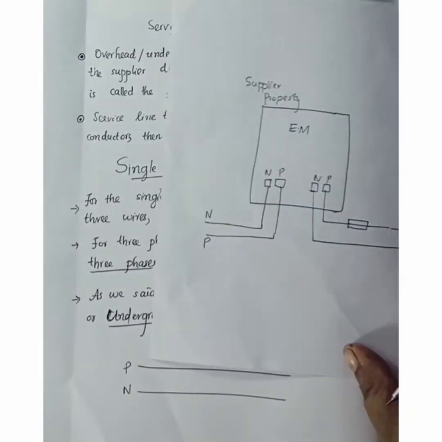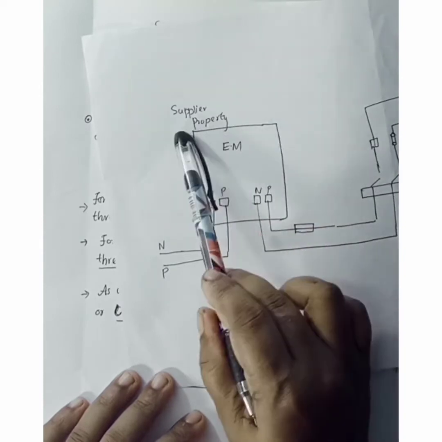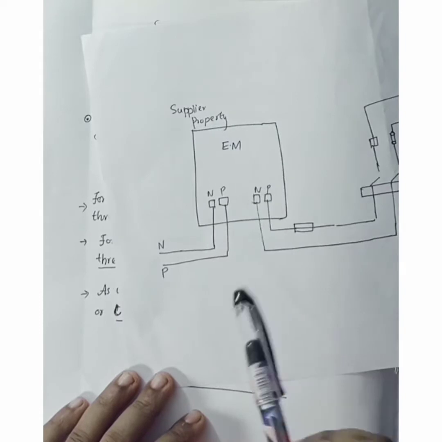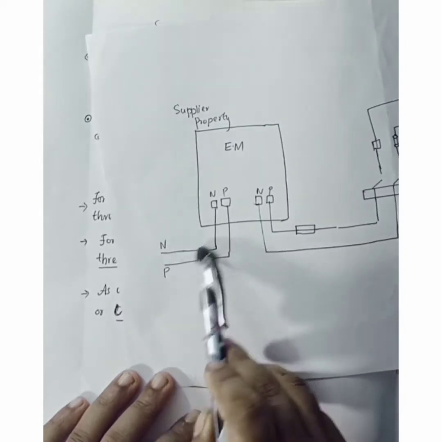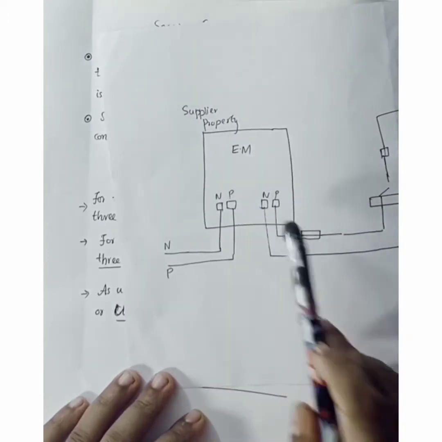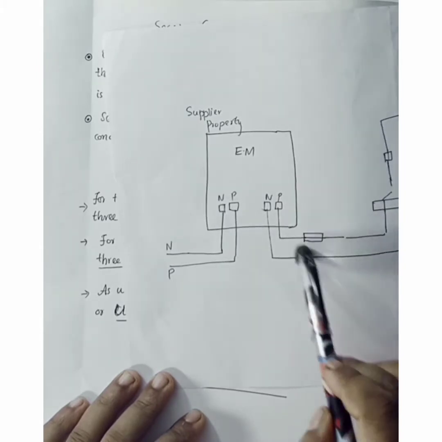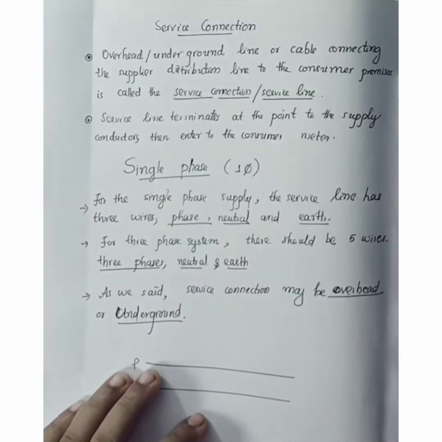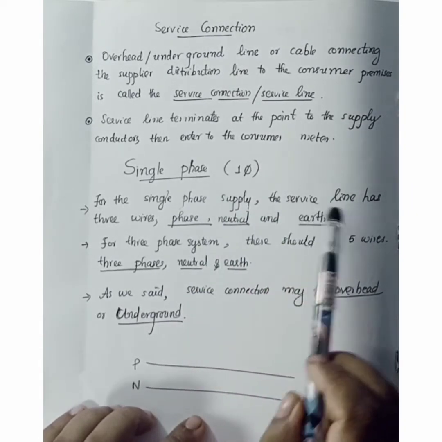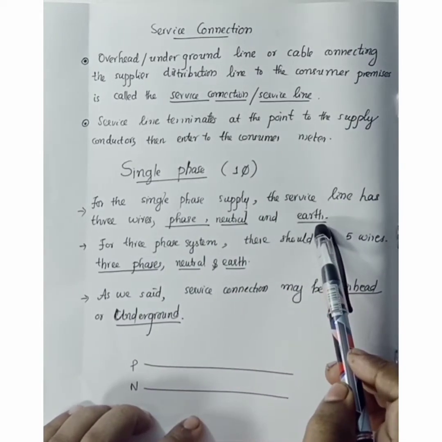For example, you can see this is an energy meter in our home. So this is from the supplier, right? From the electricity board it is placed here. So if it is a single phase, these two lines come, and this goes to the needy people, that is our home. So for single phase supply, the service line has an additional earth wire also. Earthing is for protection.